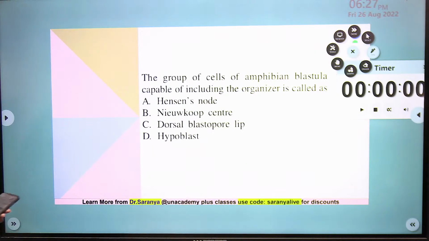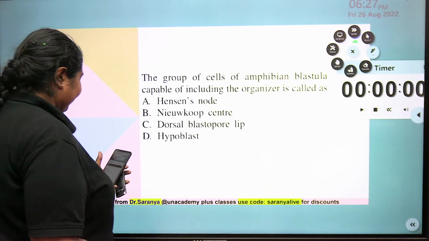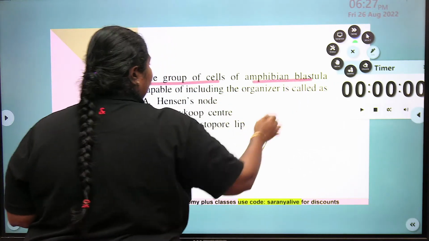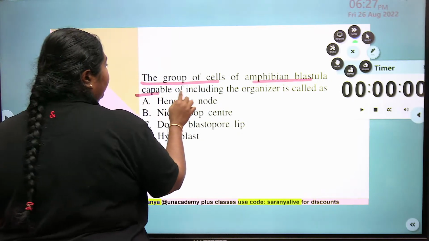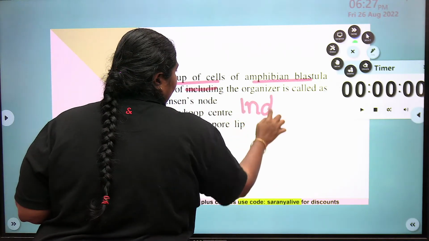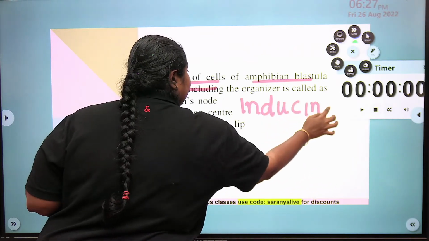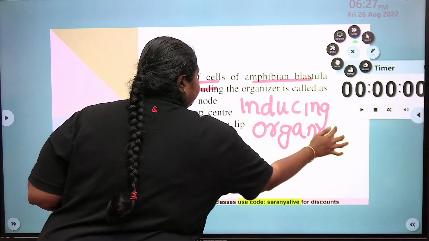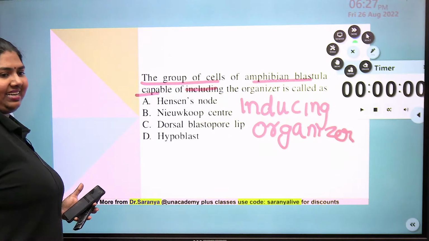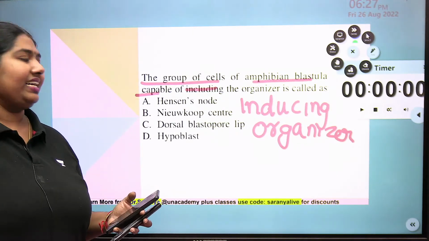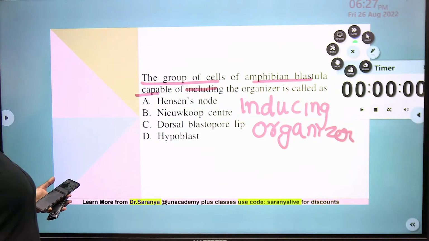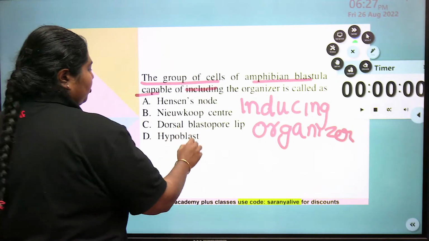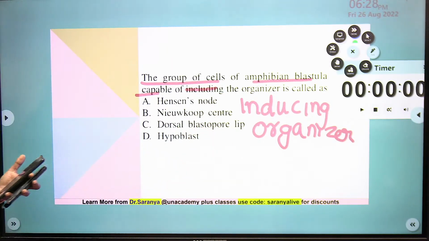Okay, right. So the question is like the group of cells of your amphibian blastula that is capable of inducing the organizer. So what is this cell doing? It is inducing your organizer. So who is actually inducing the organizer? Is it going to be the Hensen's node, or the Nieuwkoop center, or the dorsal blastopore lip, or the hypoblast?